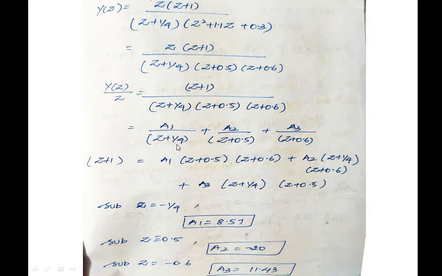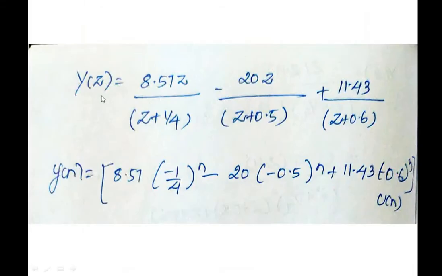So you substitute z = -1/4 to get A1, z = -0.5 to get A2, and you substitute z = -0.6 to get A3. Doing so, we get the A1 value as 8.57, A2 value as -20 and A3 value as 11.43. Let's substitute each of these numerical values in the previous expression and you get Y(z) = 8.57 z/(z + 1/4) - 20 z/(z + 0.5) + 11.43 z/(z + 0.6). So we'll have to take the direct inverse z transform.